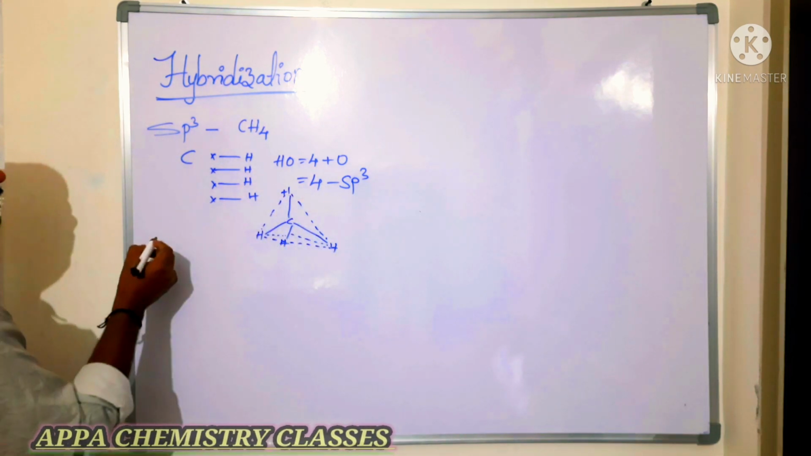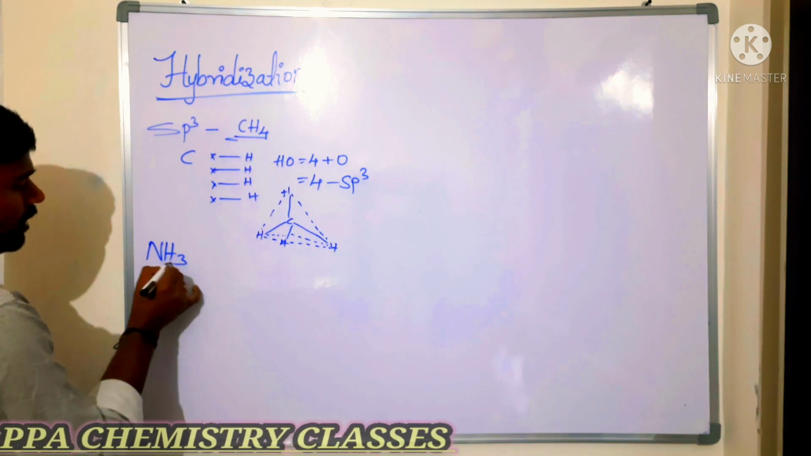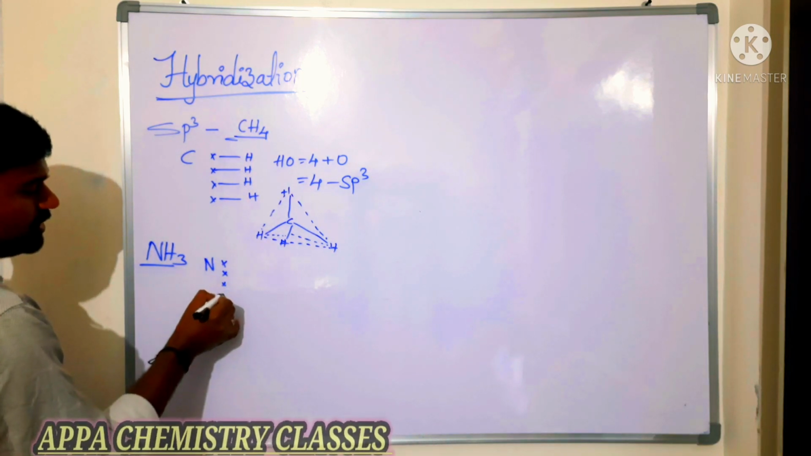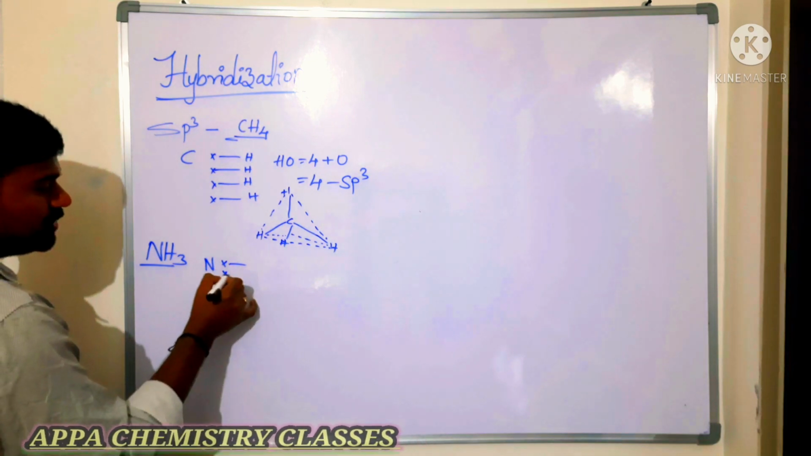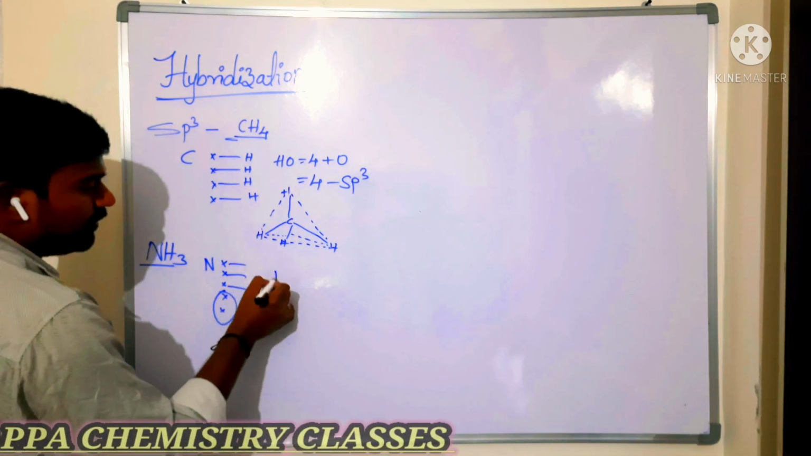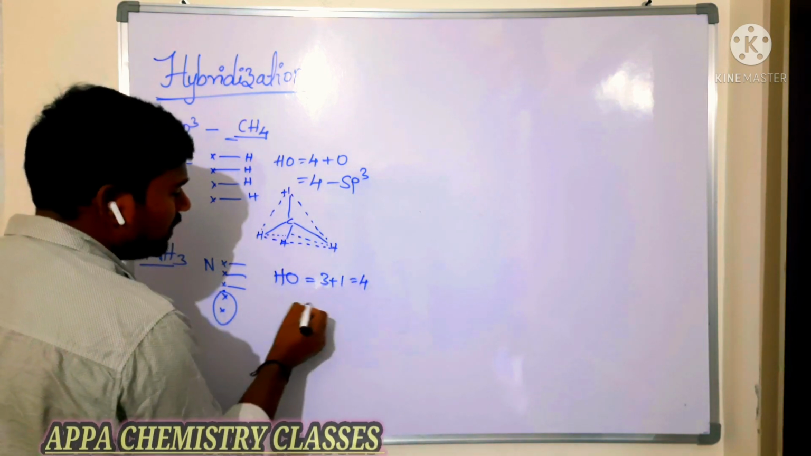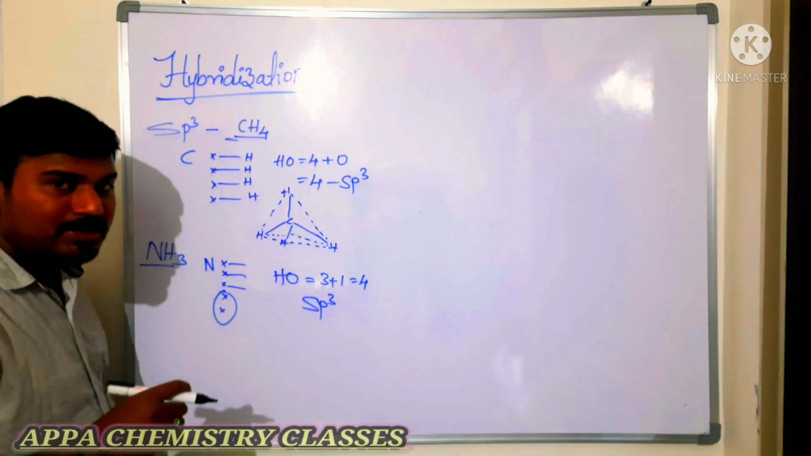Now what about the ammonia molecule here? In ammonia, the central atom is nitrogen, which belongs to the 5th group, so it has 5 valence electrons. Now in this case, 3 hydrogens, 3 sigma bonds, 1 lone pair. So the total number of hybrid orbitals is how many? 3 plus 1, that is 4. So it is also showing sp3 hybridization.